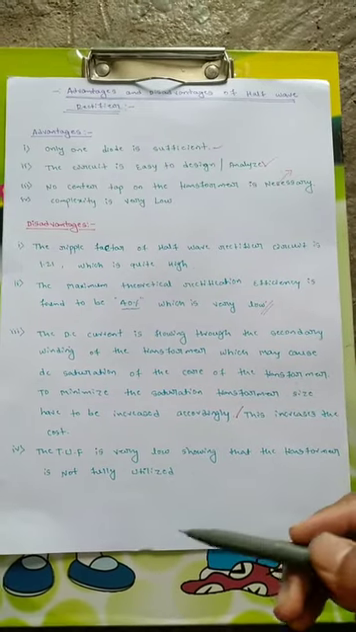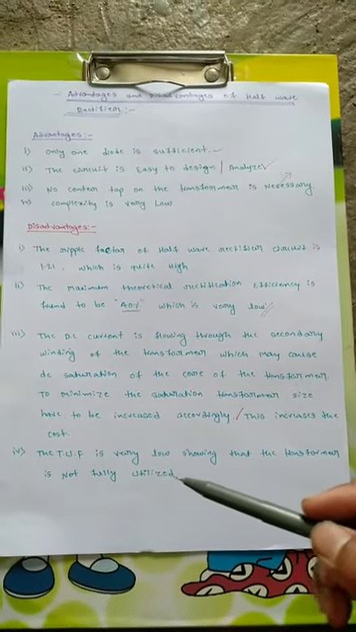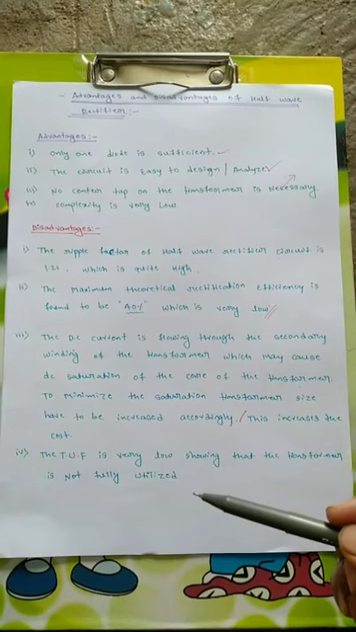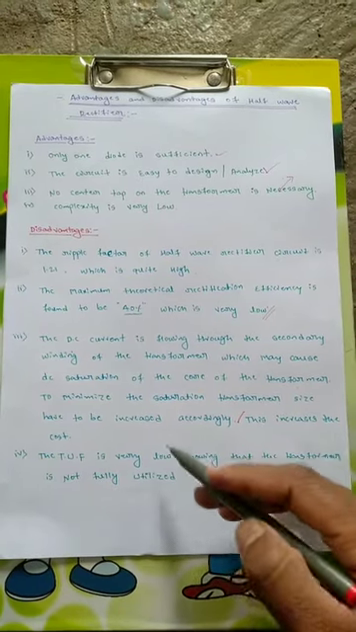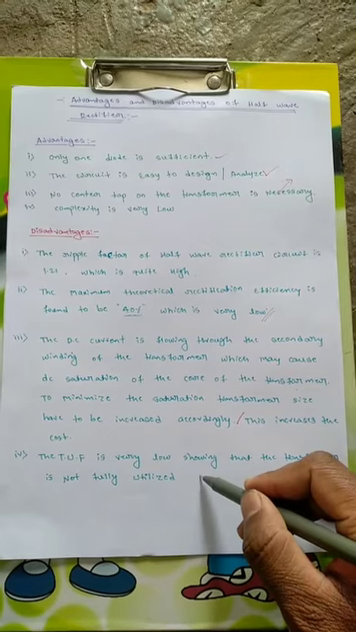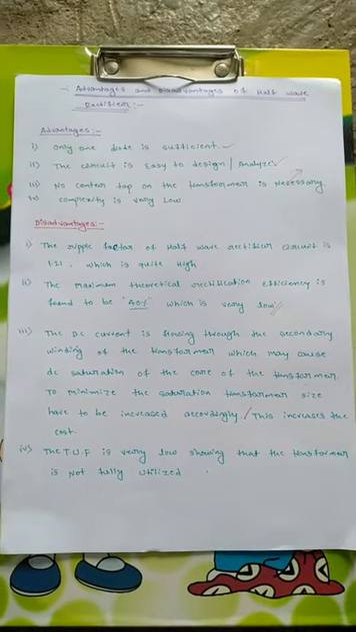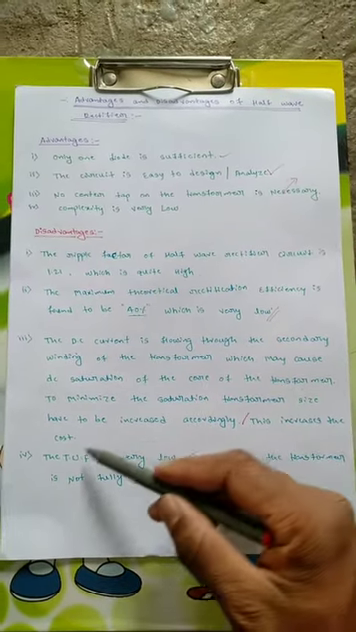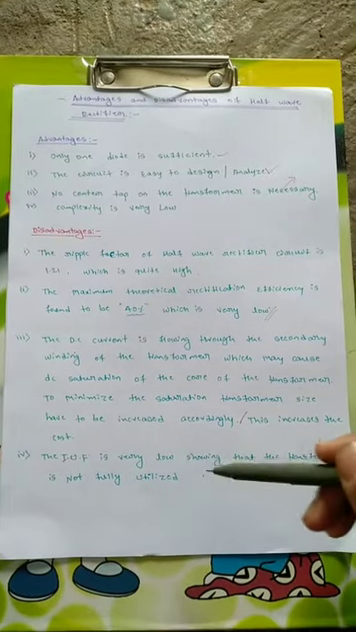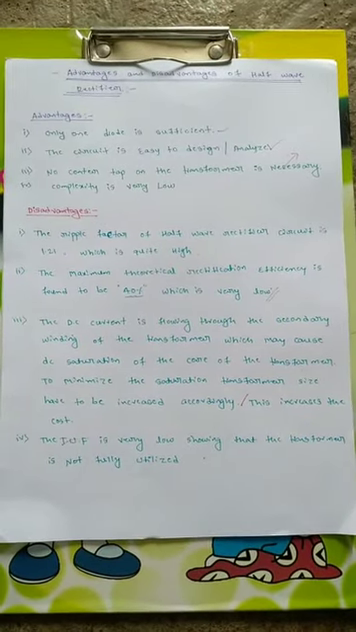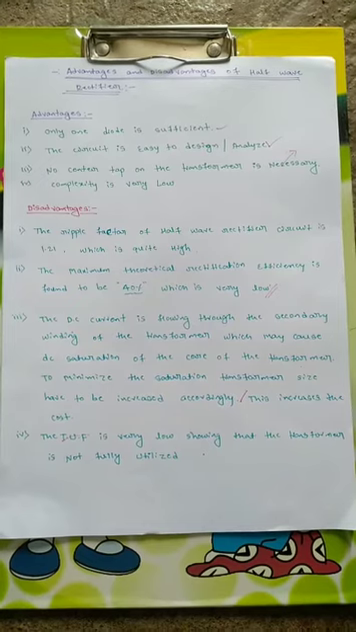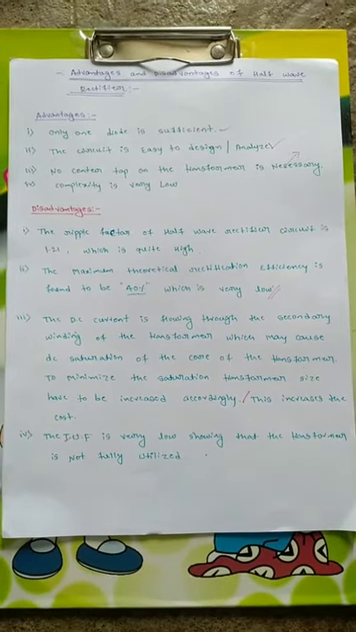The fourth one is that the TUF is very low, showing that the transformer is not fully utilized. TUF indicates the transformer utilization factor. The transformer utilization factor is very low, meaning the transformer is not utilized properly. So these are some of the advantages and disadvantages of the half wave rectifier.